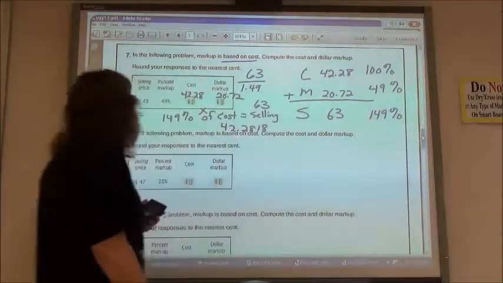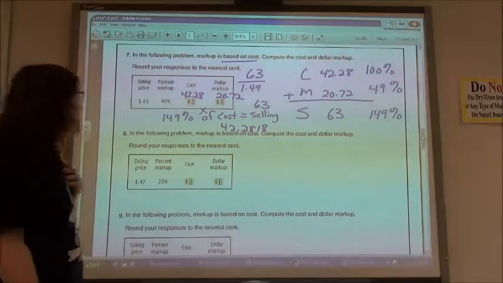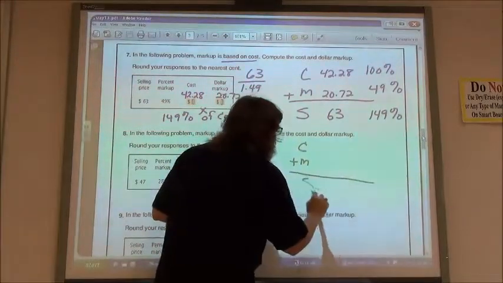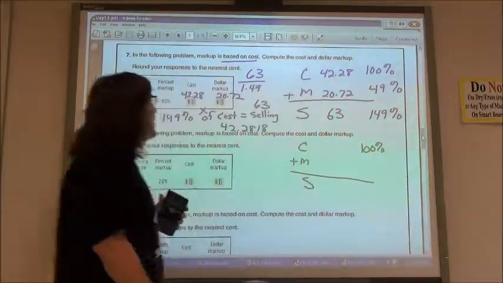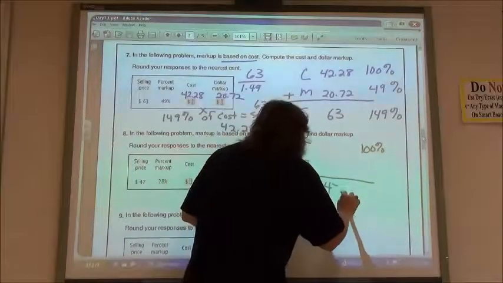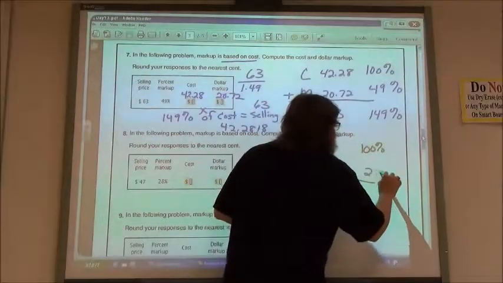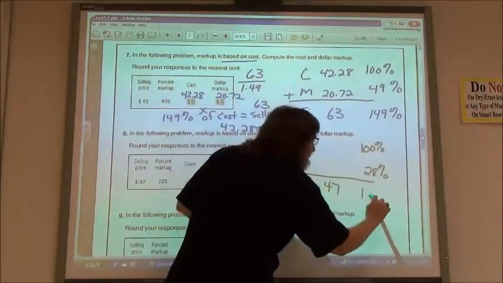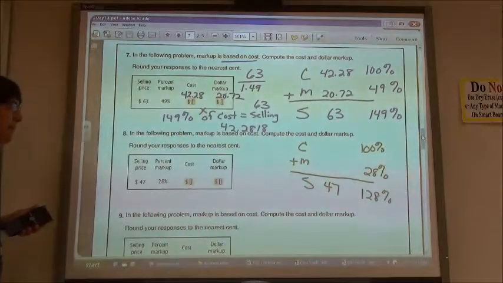So number 8 says, in the following problem, markup is based on the cost again. Compute the cost and the dollar markup. So I know that the cost plus the markup has to equal the selling price. I know it's based on the cost, so my 100% goes over here. The selling price, again, $47. The percent markup is 28%. So I know that the cost plus the markup, the percent down here, has to be 128%.